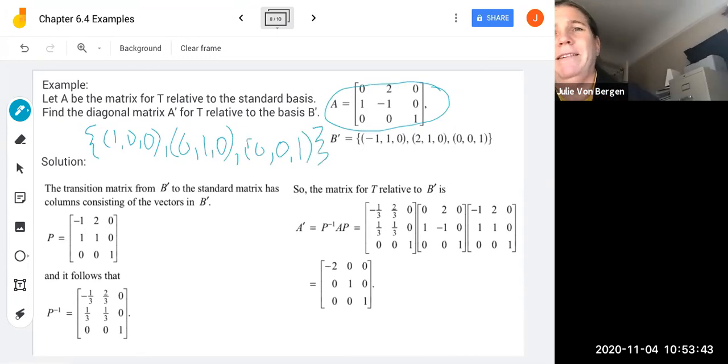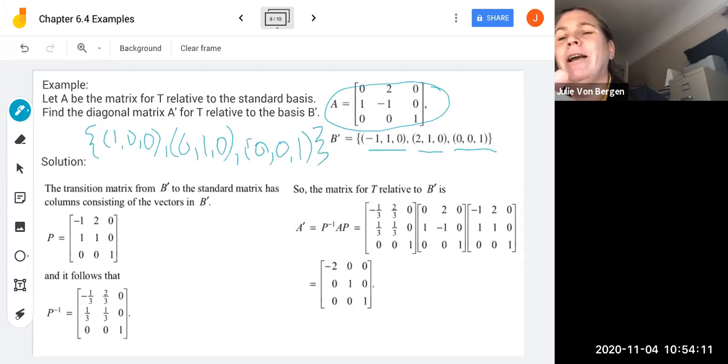Okay, my Apple Pen's not writing so great, but hopefully you can see the gist of our standard basis in R3. And then we're going to say B prime is this other set of basis vectors: (-1, 1, 0), (2, 1, 0), and (0, 0, 1). And so we want to find the diagonal matrix A prime for T relative to the basis B prime. So let's take a look at our solution.